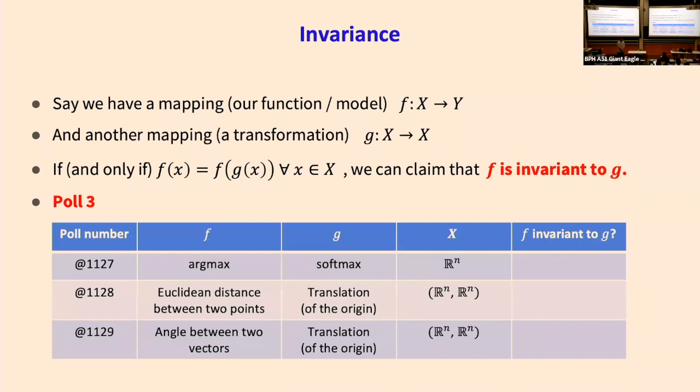All right, answers. The first one, is argmax invariant to softmax? Yes. That's what we do when we're predicting. Is Euclidean distance invariant to shifting the origin? Yes, between two vectors, of course. And is the angle between two vectors? Think about it. If I have two vectors here, and the origin is here, and I shift the origin, the angle between them has changed, hasn't it? I have a vector here and a vector here, and all I've done is shift the origin so that the vectors are in a different place now. So the angle between them will change.